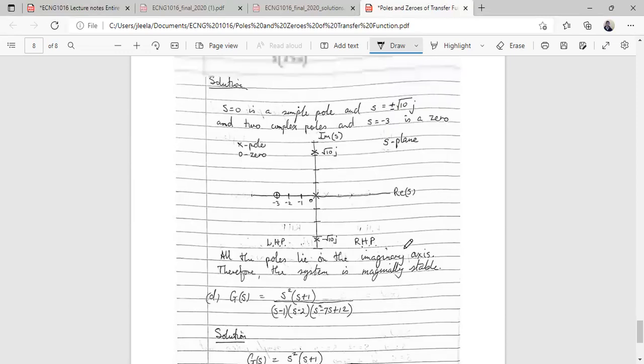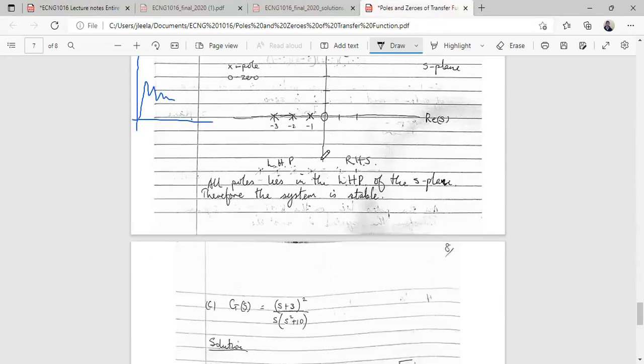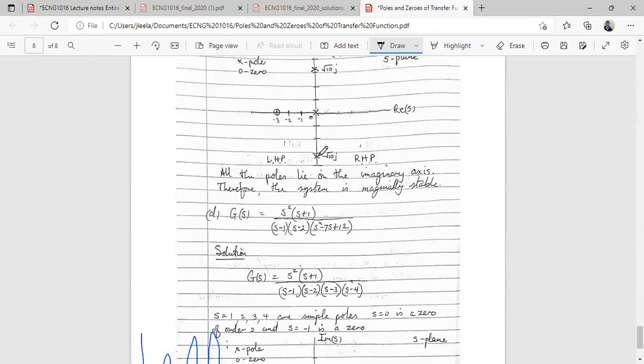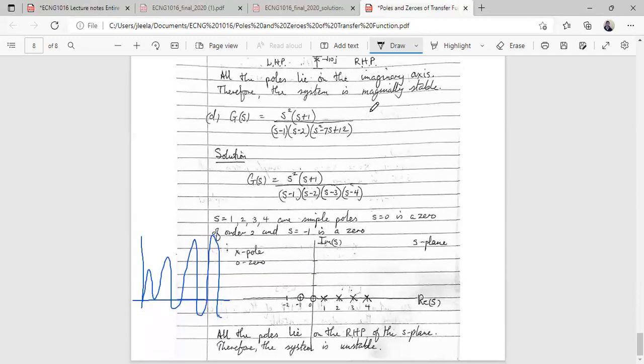So this one, the diagram for it will be similar to this one here. You have repeated oscillation, amplitude remaining constant. The final example now. G(S) is equal to S into S plus 1 over S minus 1 into S minus 2 into S squared minus 7S plus 12.